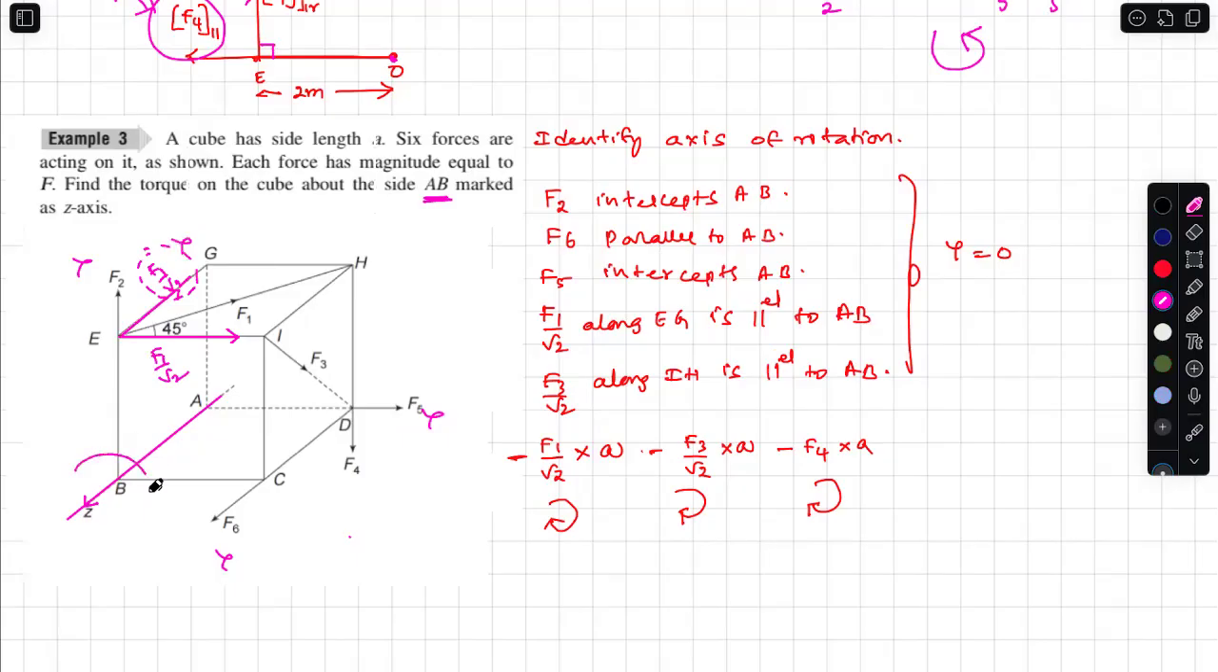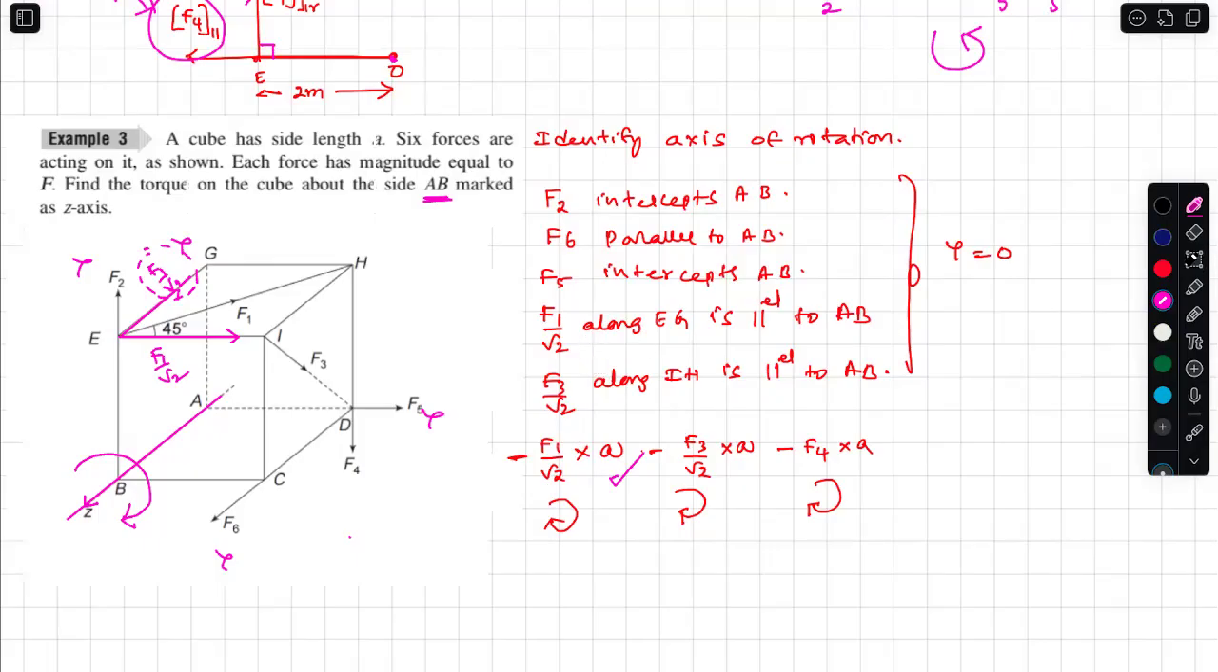Remember, the torque is in which sense? The torque contribution of F1 is in the clockwise sense. If only F1 acts, the torque due to the F1 component is in the clockwise sense. So therefore, minus F1 by root 2 times A. Done. Yes or no? Minus sign justified or not? Why minus sign? Because it is a clockwise torque.